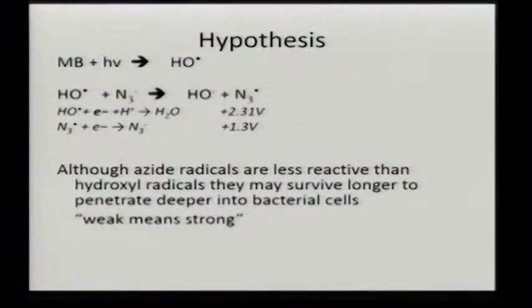So this was our initial hypothesis, that we were producing hydroxyl radicals, and the hydroxyl radicals were going to react with azide to produce azide radicals, which, if you look at the redox potentials, clearly is going to go very easily. And then we had this idea that although azide radicals are less reactive than hydroxyl radicals, they may survive longer to penetrate deeper into the microbial cell. So this was our idea that weak means strong. It's less reactive, but it can penetrate more, so you get more killing.